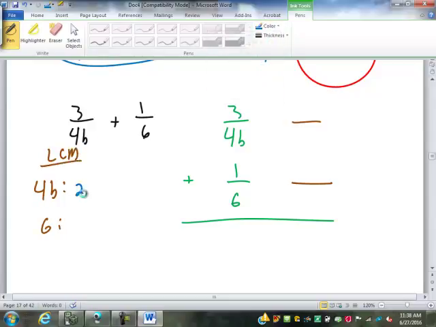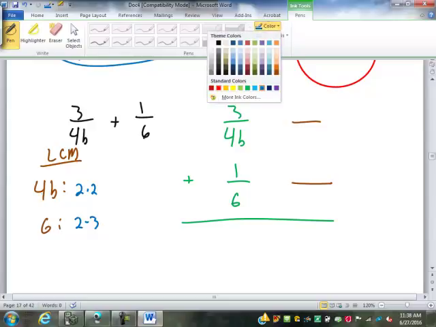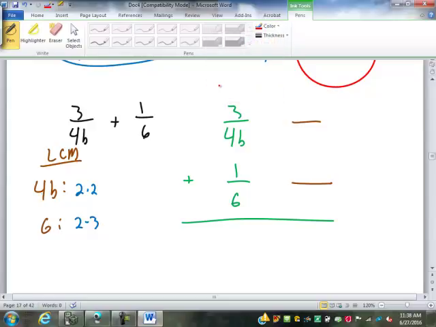So 4 is 2 times 2. 6 is 2 times 3. Now I'll do this in just a second, but before I finish this, what is the least common denominator for 4 and 6? 12. Okay, we know it's going to be 12. They have a 2 in common. This one has an extra 2. This one has an extra 3. That comes out to be 12. Okay? So we know 12 is going to go here.